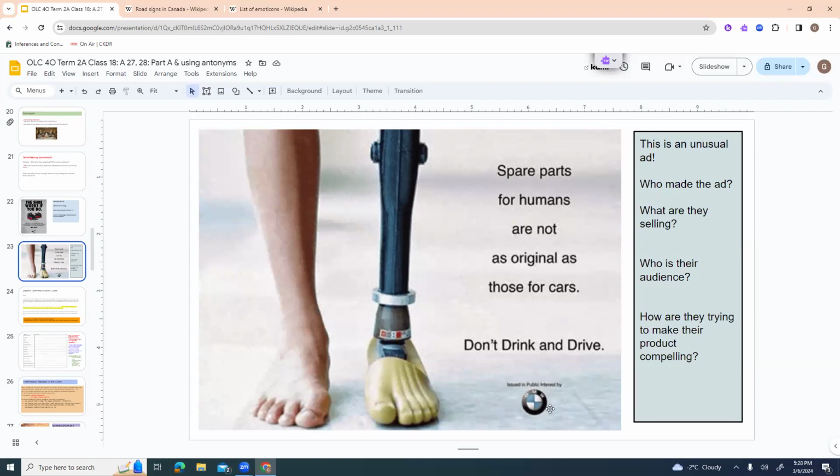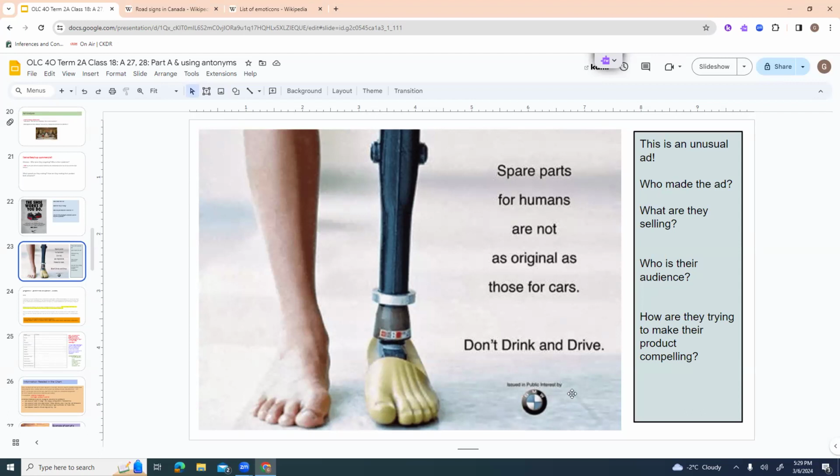I also found myself wondering, is there any chance that BMW is involved in making human prosthetics? Because they could be, in which case there'd be a third level of selling where they're also selling their particular brand of prosthetics. Who is their audience? Well, again, we're tempted to say anyone, but A, it's got to be somebody of drinking age, and B, who's tempted to drink and drive. I won't say no seniors drink and drive because it certainly does happen, but if you look at stats, it's geared towards the younger bunch, right?